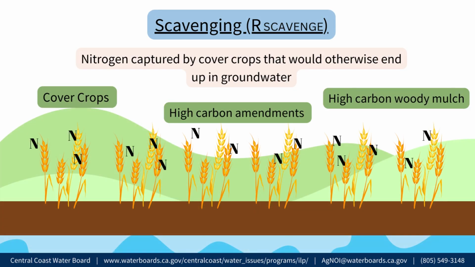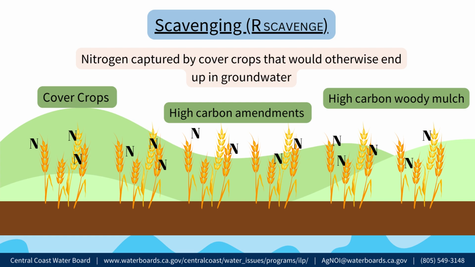Scavenging, Scavenge. Nitrogen scavenging, or Scavenge, is the nitrogen captured by cover crops that would otherwise be lost by leaching into groundwater. Cover crops can scavenge nitrogen from deep layers of soil and bring it back to the surface layers to be reused by crops. This nitrogen is also retained by the organic matter in the soil.